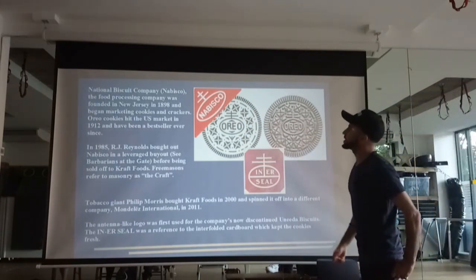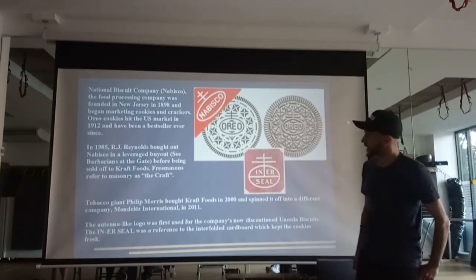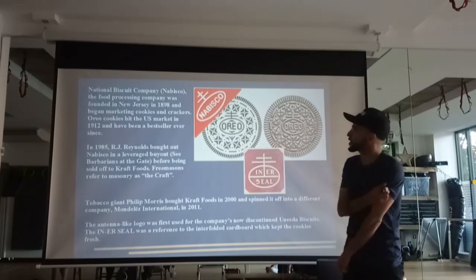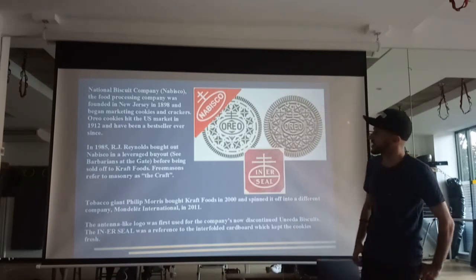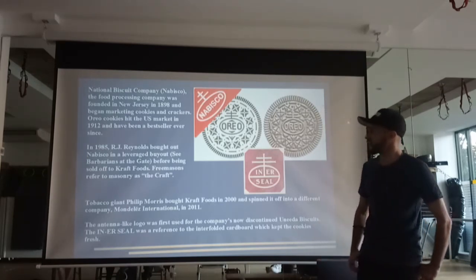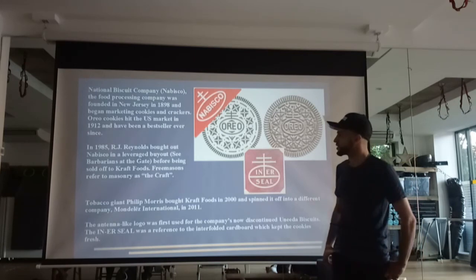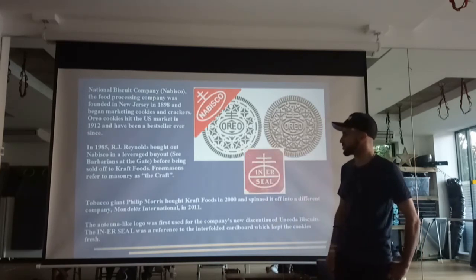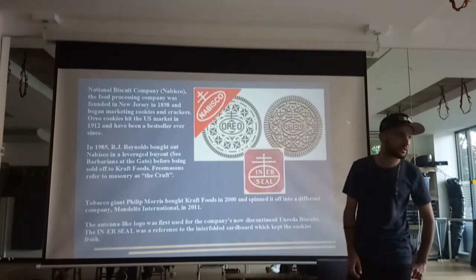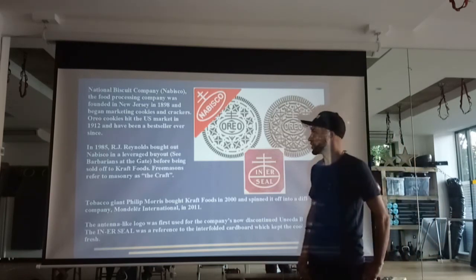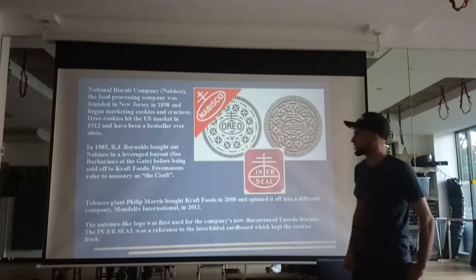The National Biscuit Company, Nabisco, the food processing company, was founded in New Jersey in 1898 and began marketing cookies and crackers. Oreo cookies hit the US market in 1912 and have been a bestseller ever since. In 1985, R.J. Reynolds bought out Nabisco in a leveraged buyout. You can see this book, called Barbarians at the Gate, before being sold off to Kraft Foods. Anybody heard of Kraft Foods? Yeah, quite a popular one. You get Philadelphia cheese. It's made by Kraft and various others.